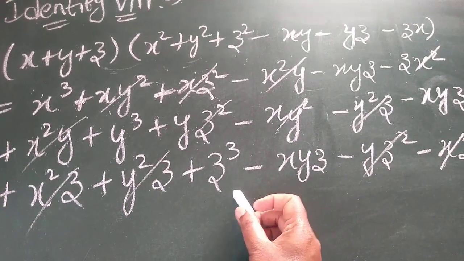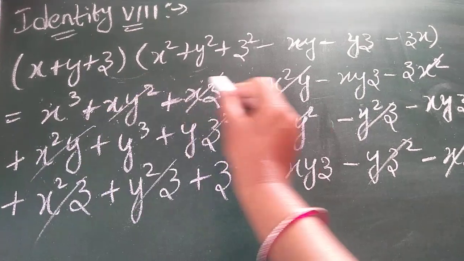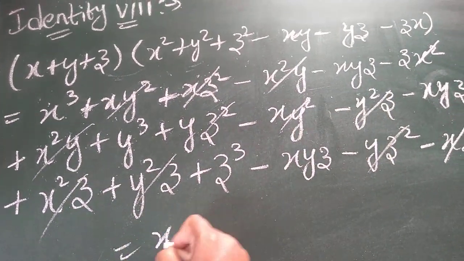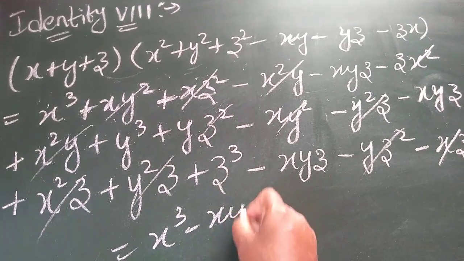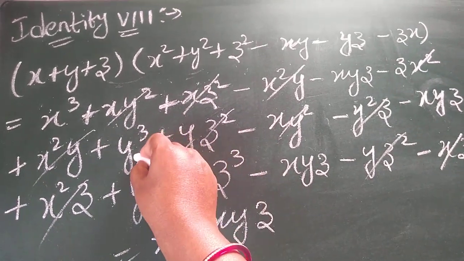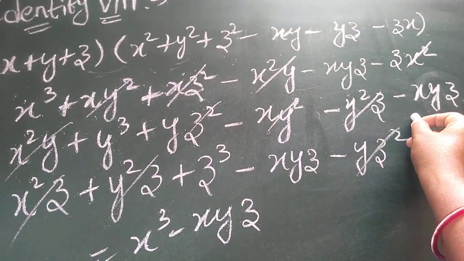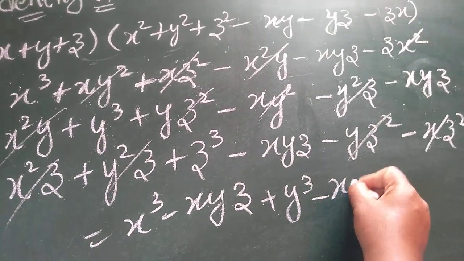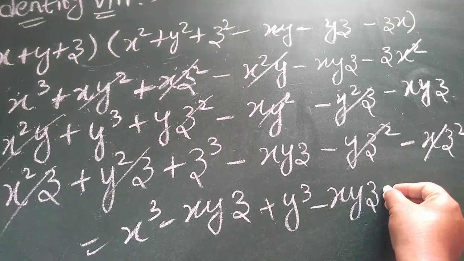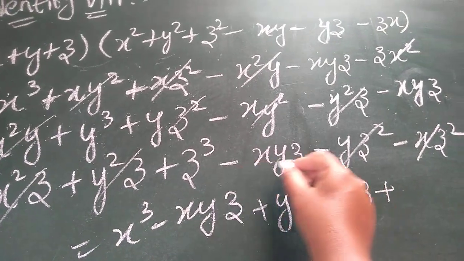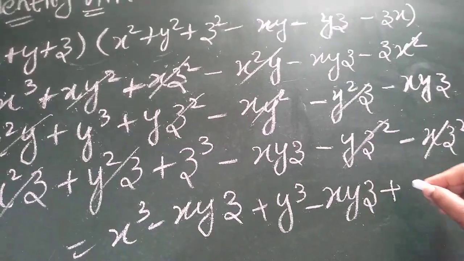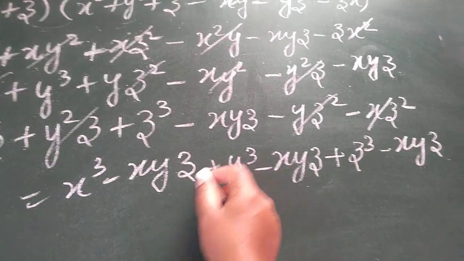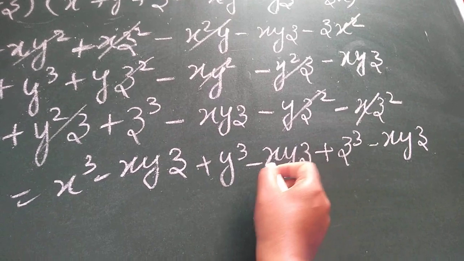So in the first line, what is remaining? x cube minus xyz, that I am going to write: x cube minus xyz. In the second line, y cube minus xyz. In the next line, z cube minus xyz. So look here children, I have written. Now the same like terms with negative symbols we can add.